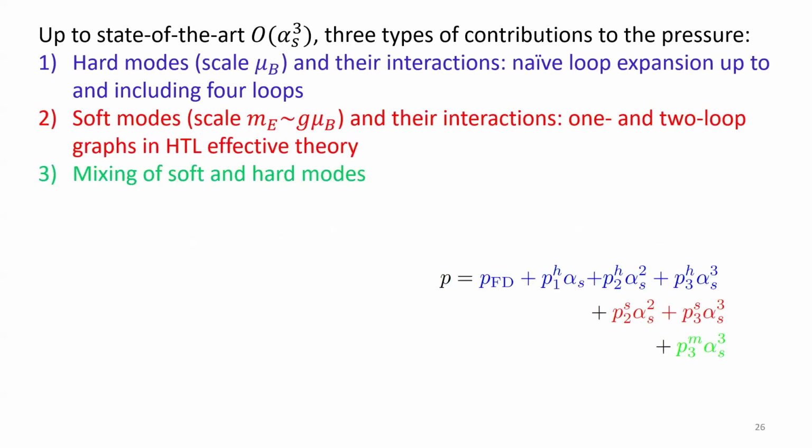So if we now specify that we are working in the limit of exactly vanishing temperature and high chemical potentials, then there are three physically different types of contributions that can enter the weak coupling expansion of the pressure at all orders in alpha_s. One is contributions from so-called hard modes. This means gluons and quarks that have momenta of the order of the baryon chemical potential or the quark chemical potential, and which interact, so to say, perturbatively.